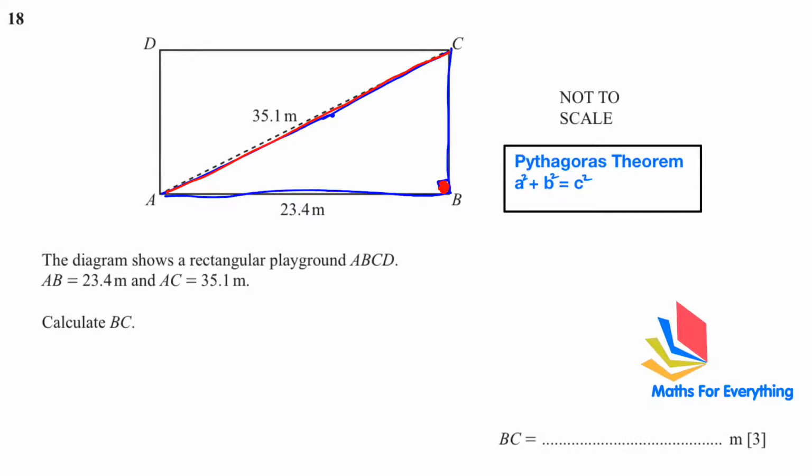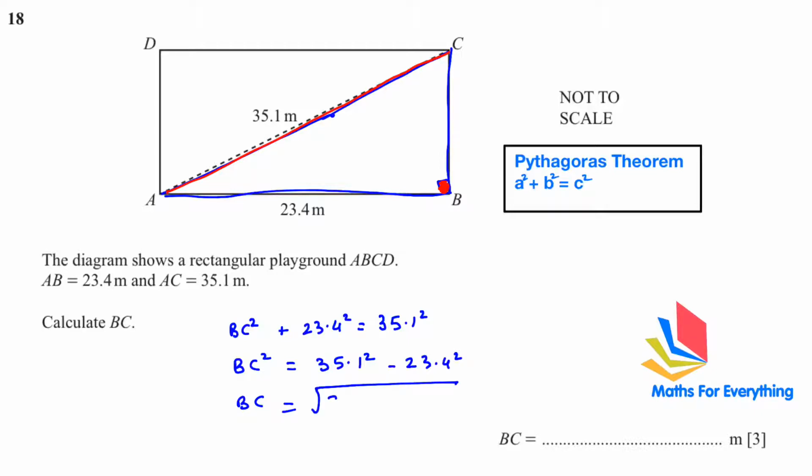We want to find BC. So BC square plus 23.4 square is equal to 35.1 square. That is our hypotenuse. Therefore, BC square is equal to 35.1 square minus 23.4 square. No need to use a calculator now. This is a square. We need to find BC, so we are going to square root the answer. You can just directly put this in the calculator and get the answer. The answer is 26.16.